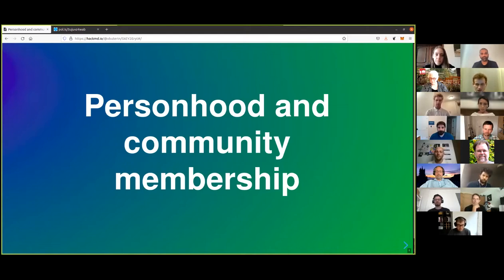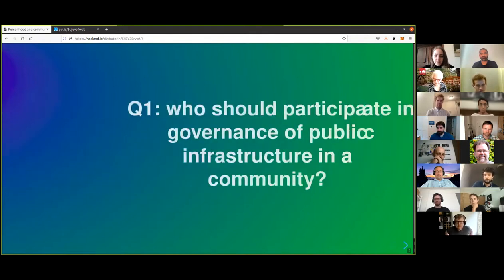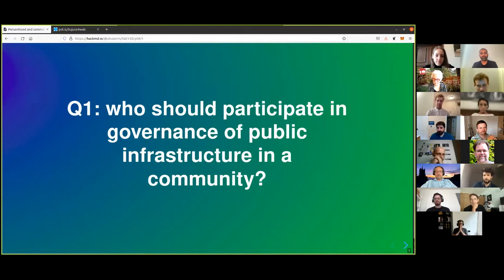And even going beyond the binary, thinking about to what extent someone is a member, why this matters, and in what cases proof of personhood may actually turn out to be useful. The first big question is: who should participate in governance of public infrastructure in a community? I think this question is harder, and people thinking about governance can put themselves on hard mode just by thinking about internet communities.